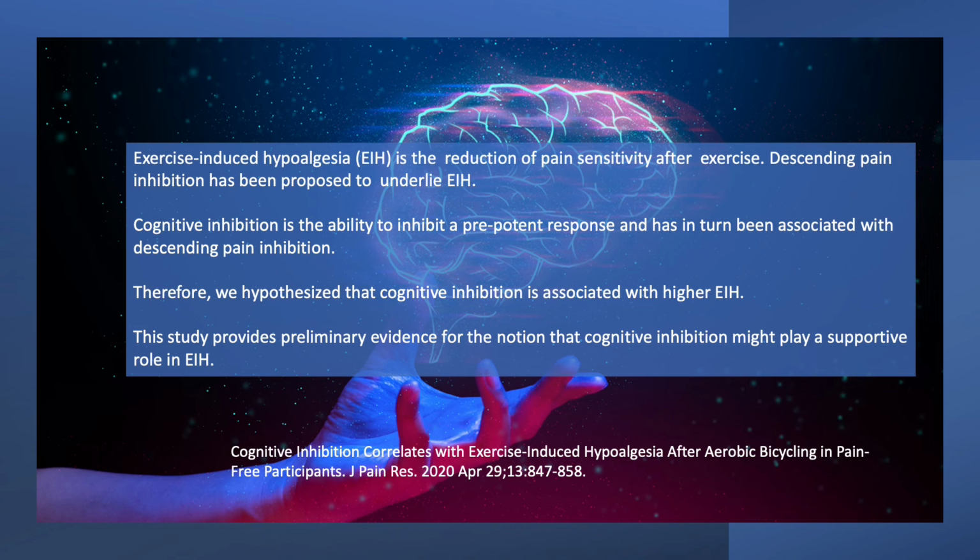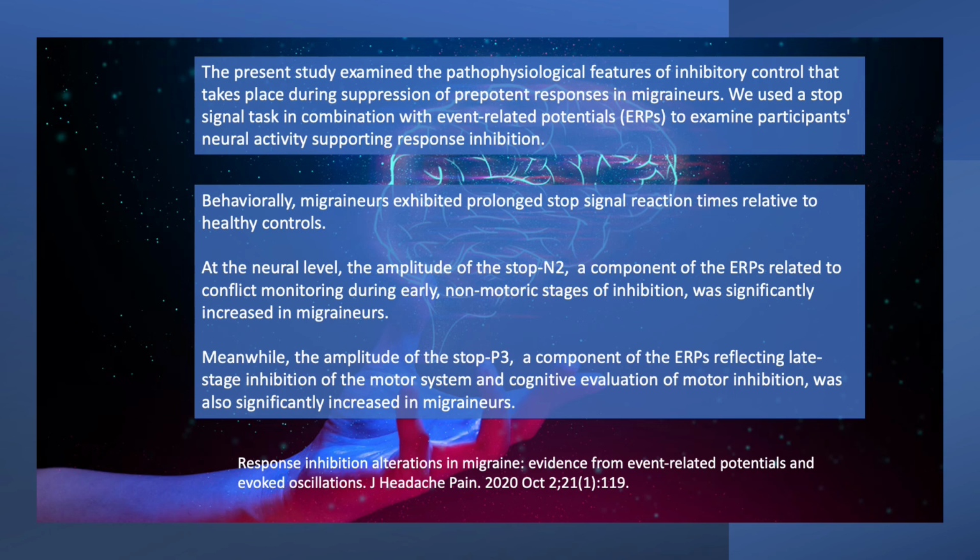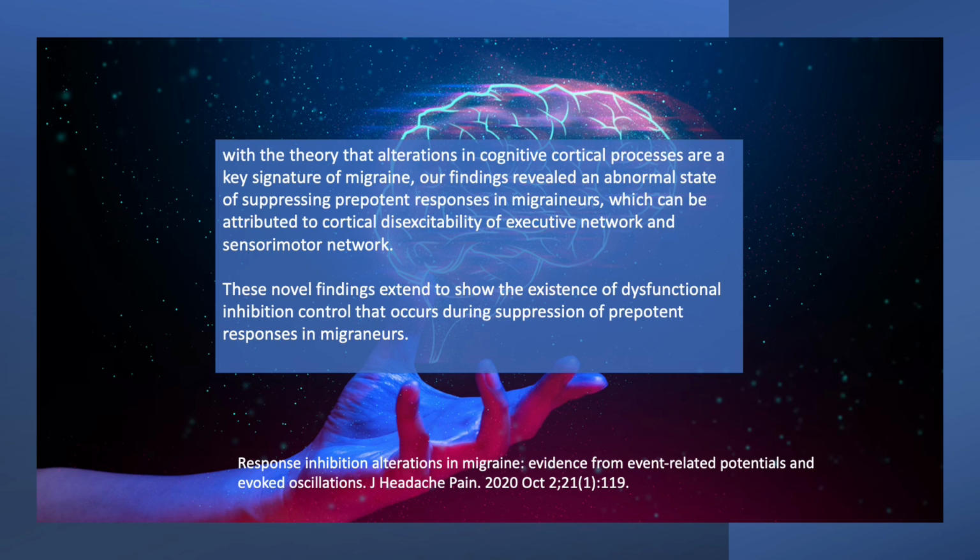Published in the Journal of Pain Research 2020, these researchers describe a relationship between increased cognitive inhibition and pain suppression. Other researchers, publishing in the Journal of Headache and Pain 2020, reported a relationship between response inhibition and migraine pain. From that same journal article, the authors conclude that patients suffering from migraine demonstrate dysfunctional inhibitory control.